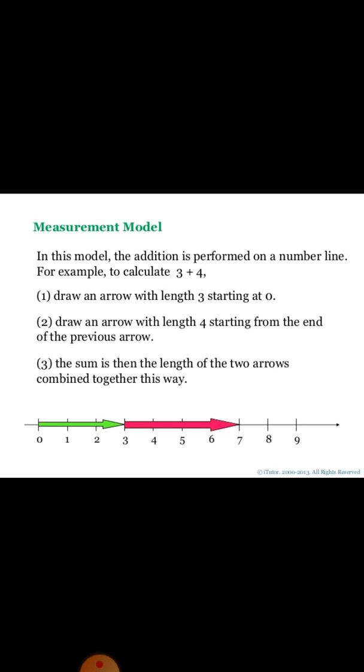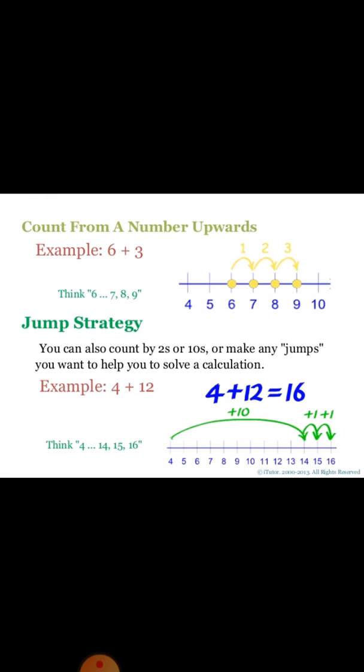In this model, the addition is performed on a number line. For example, to calculate 3 plus 4. Number 1, draw an arrow with the length 3 starting at 0. Number 2, draw an arrow with the length 4 starting from the end of the previous arrow. Number 3, the sum is then the length of the two arrows combined together this way.